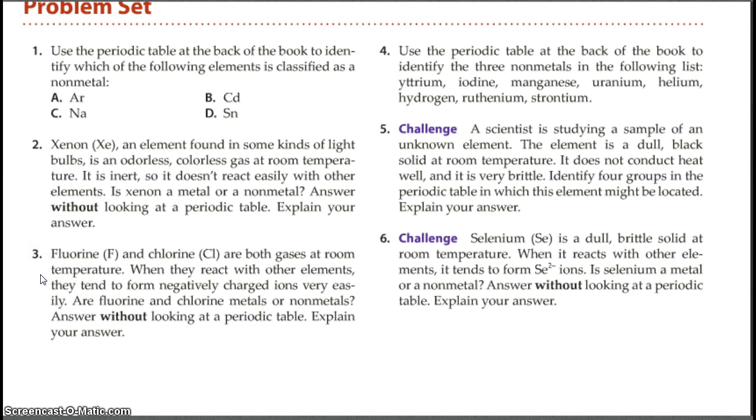Fluorine and chlorine are both gases at room temperature. When they react with other metals, they tend to form negatively charged ions very easily. Are fluorine and chlorine metals or nonmetals? Answer without looking at the periodic table. So hit pause, get your answer. Answer is, again, because they are gases at room temperature, we automatically know that they are nonmetals.